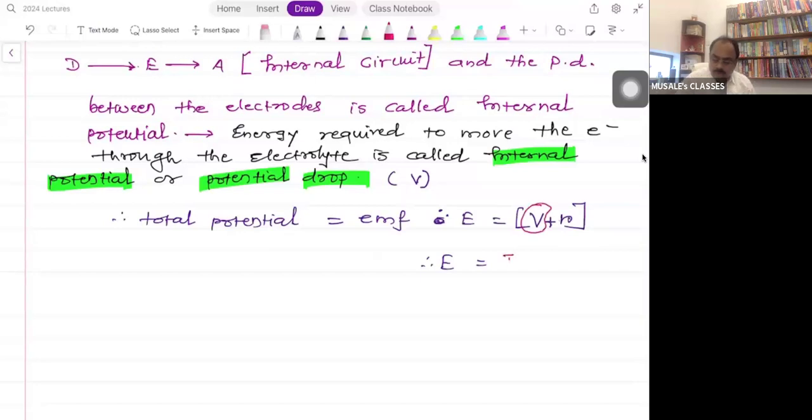So it will be from Ohm's law. So it will be I into R. Sorry, this is a small v. Small v. And this will be again I into small r.